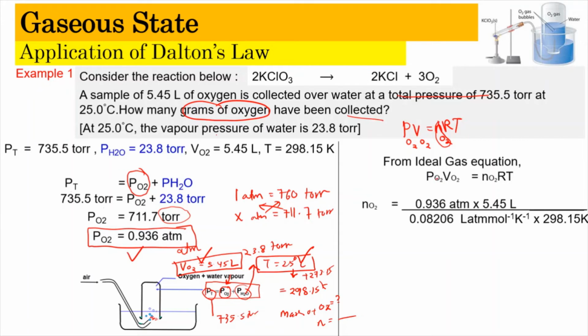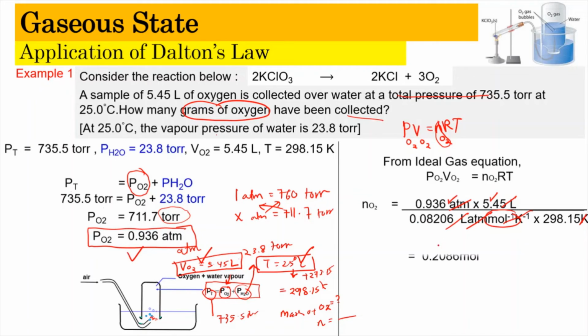The pressure of the oxygen is 0.936 atm, the volume is 5.45 liters, and the gas constant is 0.08206 liter atm per mole per Kelvin. Your temperature is room temperature, which is 298.15 Kelvin. So Kelvin and per Kelvin cancel out, liter and liter cancel out, and atm and atm cancel out. What's going to be left here is the mole.